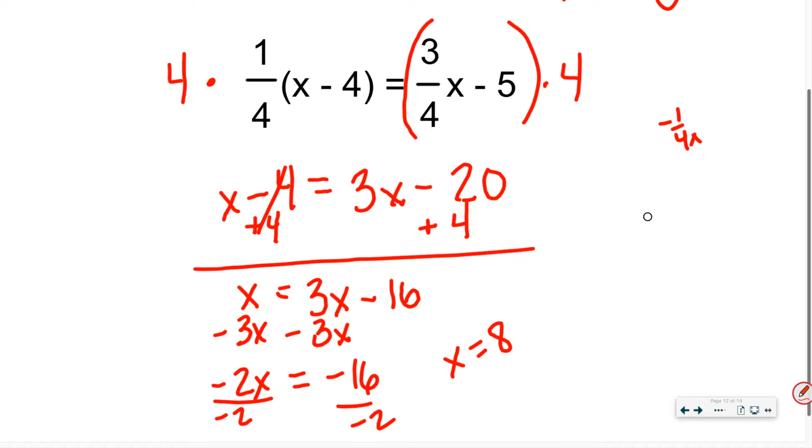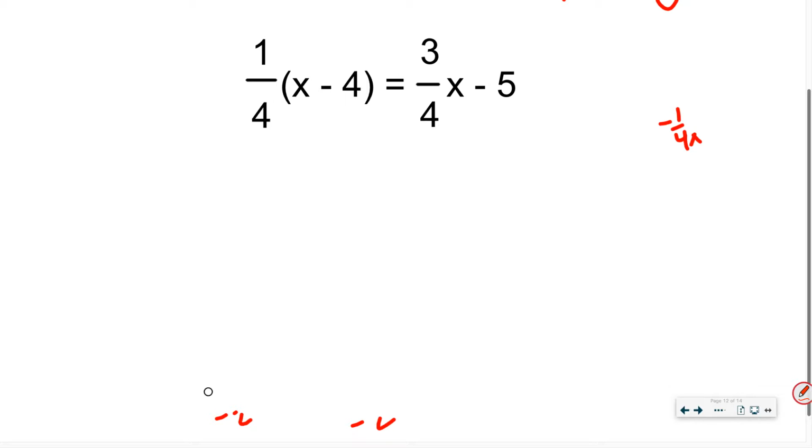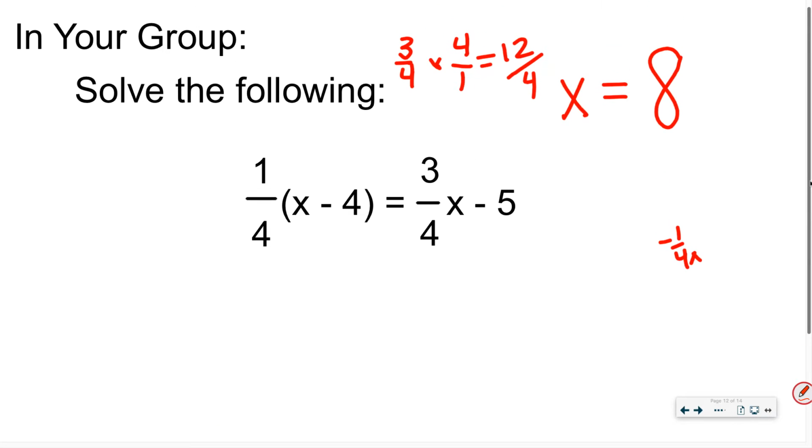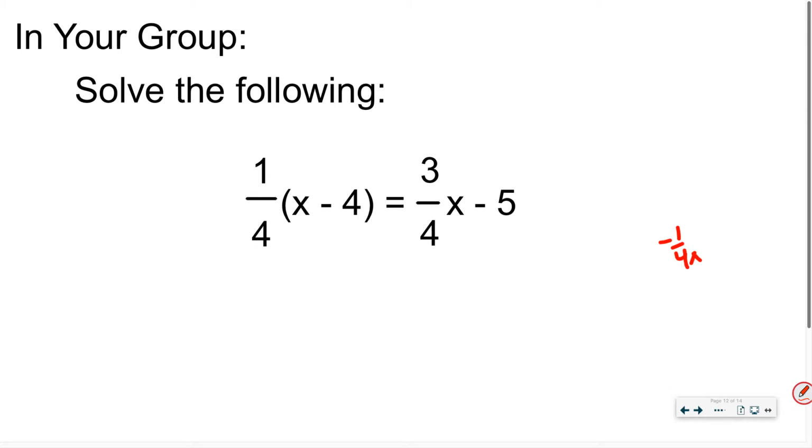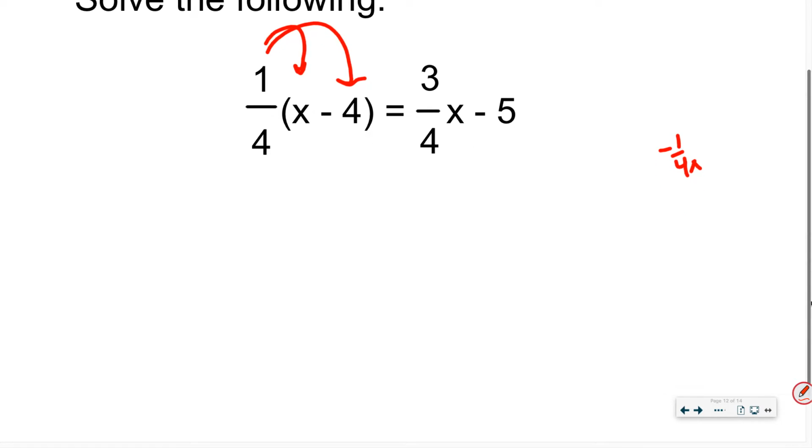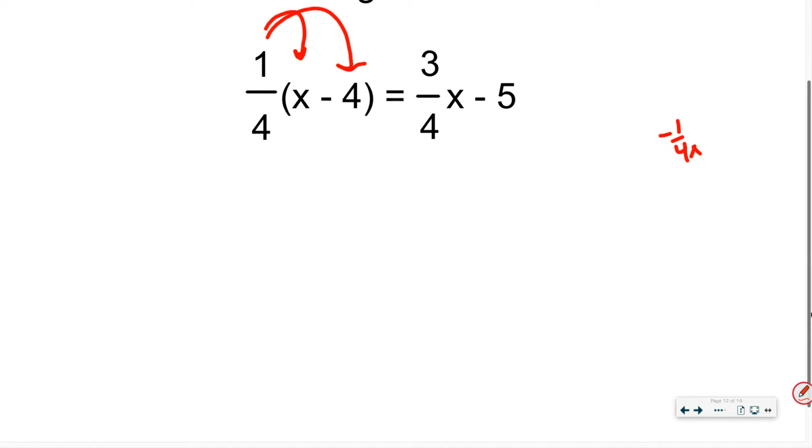The other common mistake is for those of us that distributed. If I distribute, what do I get? When I distribute that 1/4, what does the left side become? If I multiply it. Okay.